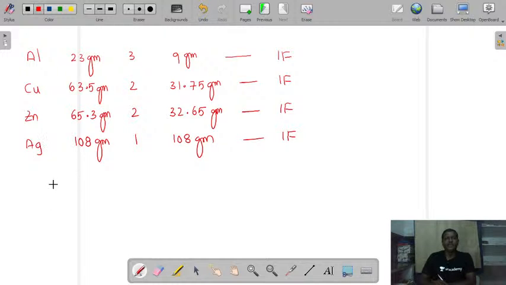So these are the elements which are frequently asked in EAMCET, TS and AP states. If we are familiar and thorough with these numerical values, we can easily solve numericals based on Faraday's laws.